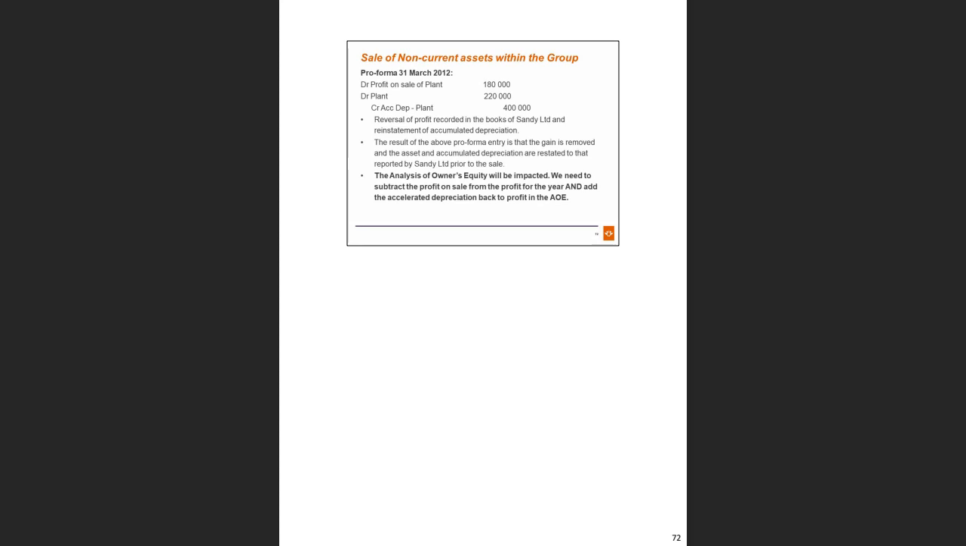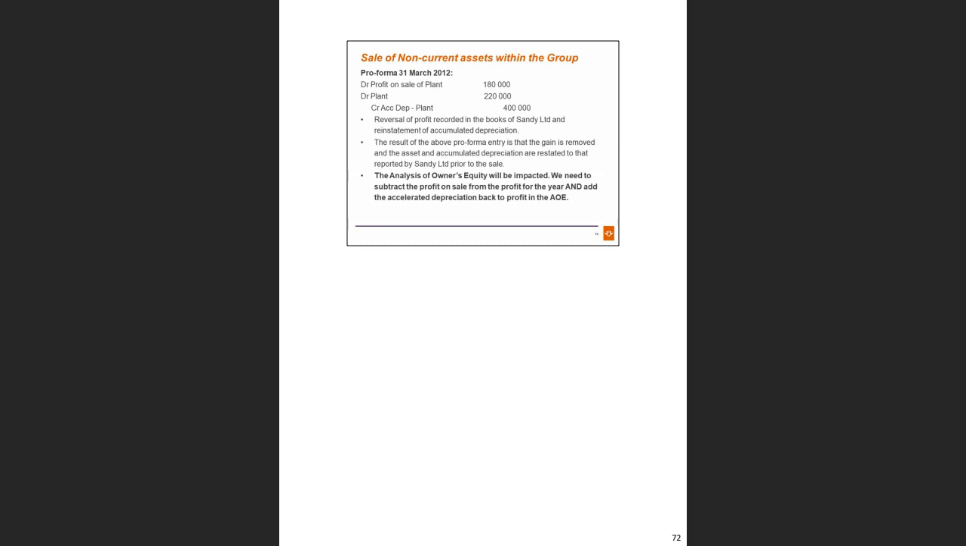So the result of the above pro forma journal entry is that the gain is removed and the asset and the accumulated depreciation are restated to that reported by Sandy prior to the sale. So we're almost pretending that the sale never took place. The analysis of owner's equity will be impacted. So we need to subtract the profit on sale from the profit for the year and add the accelerated depreciation back to profit in the analysis of the owner's equity account.